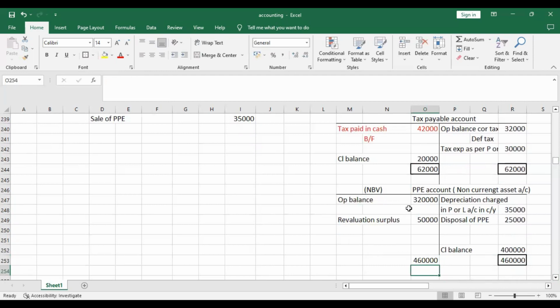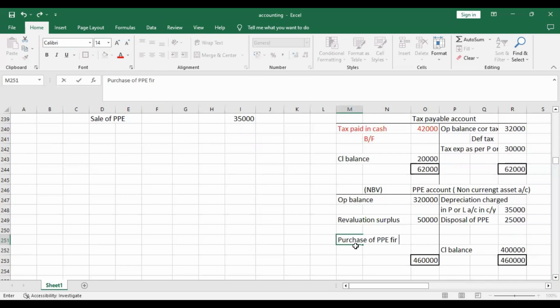So how much is it showing? Please check it. Your opening balance 320, revaluation of asset 50, that is becoming only 370,000, whereas your balance is showing 460,000. That means you might have purchased some additional asset in the current year. How much is the additional asset? So this is called purchase of PPE.